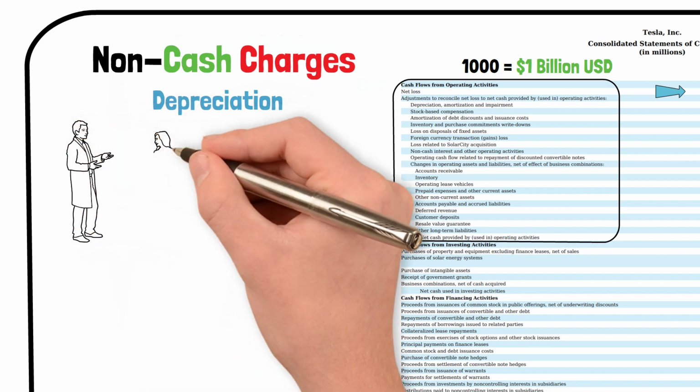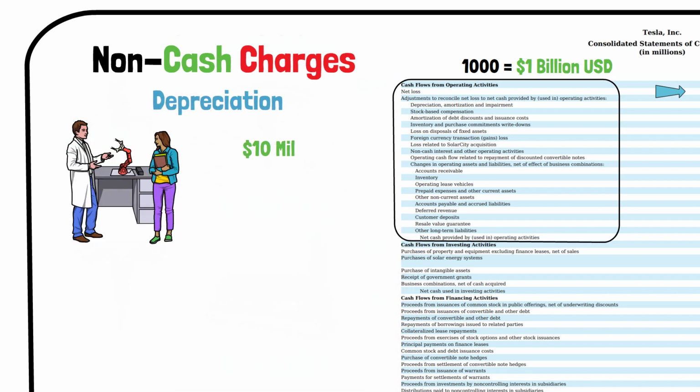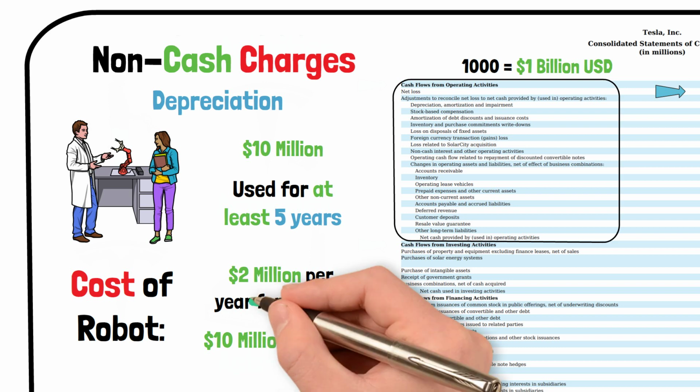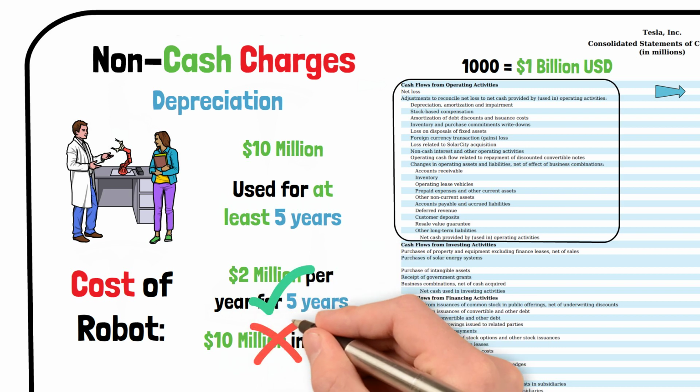Say Tesla were to buy a big robot for $10 million to help them assemble cars in a factory. The robot would hopefully be used for much longer than just a year, probably at least 5 years. So, instead of treating the robot like a one-time expense, you would depreciate the expense as $2 million a year on the income statement, or $10 million divided by 5 years. This is what is being added back to the operating loss to get the operating cash flow.